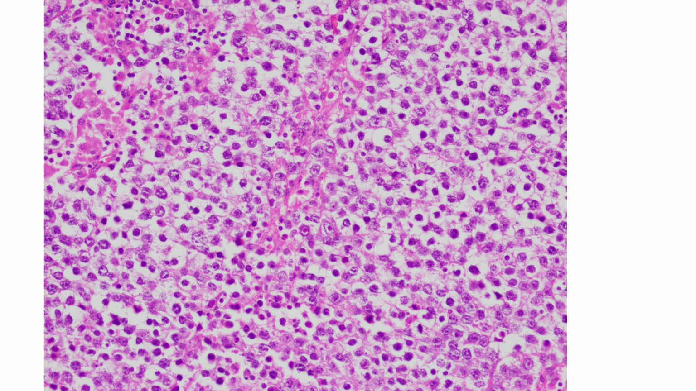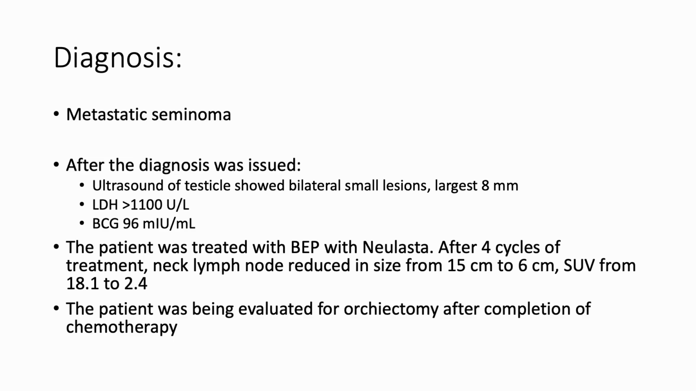This is seminoma, with textbook characteristic morphology. The final diagnosis was metastatic seminoma. We misdiagnosed it as poorly differentiated carcinoma on the neck lymph node biopsy. Subsequent testicular ultrasound revealed multiple small bilateral lesions, largest 8 mm. Serum beta-HCG was mildly elevated, consistent with seminoma. The patient was treated accordingly and showed an excellent clinical response. The neck lymph node decreased from 15 cm to 6 cm after therapy.